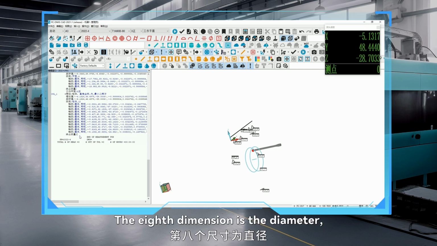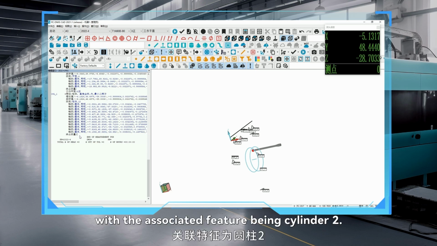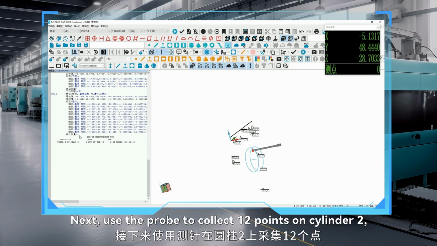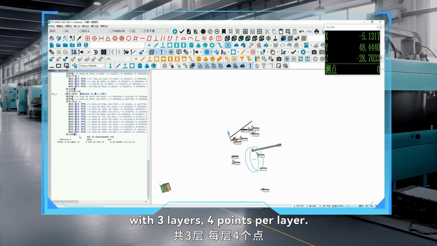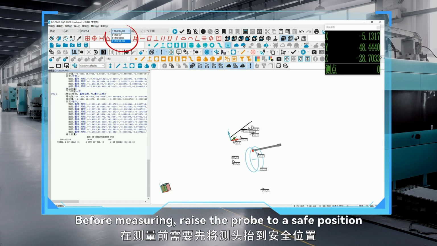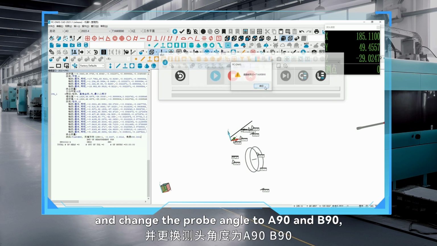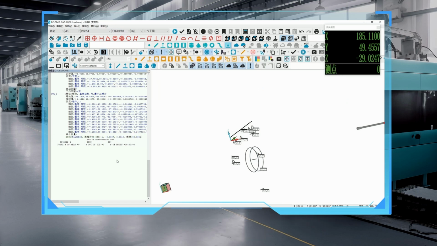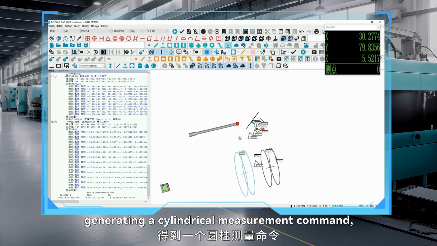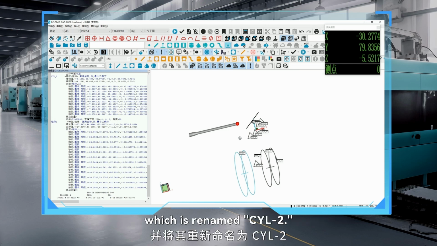The 8th dimension is the diameter, with the associated feature being cylinder 2. Next, use the probe to collect 12 points on cylinder 2, with 3 layers, 4 points per layer. Before measuring, raise the probe to a safe position and change the probe angle to A90 and B90, generating a cylindrical measurement command, which is renamed CYL2.